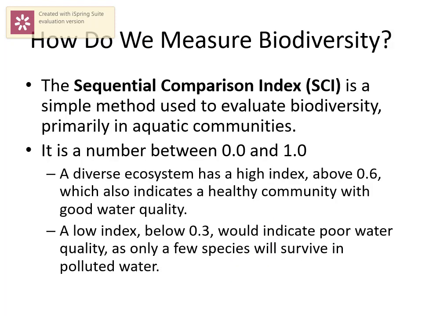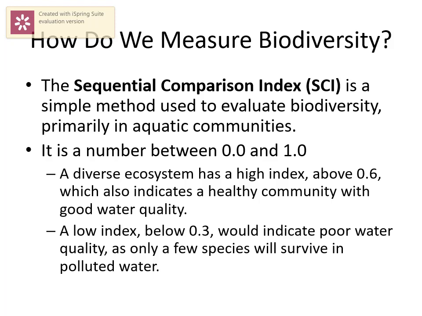So how do we measure biodiversity? Well, in this lab, we actually use what's called the sequential comparison index. It's a simple method used to evaluate biodiversity, primarily in aquatic communities. It is a number between 0 and 1. And as you'll see, I'll show you how you measure this in just a minute.